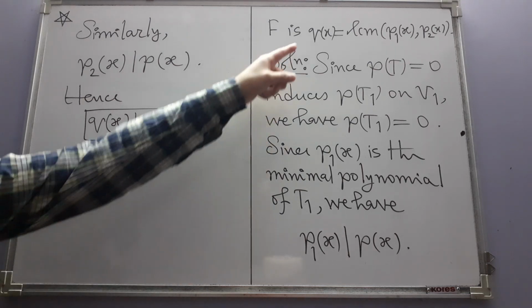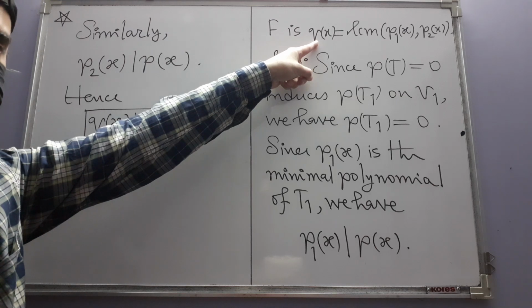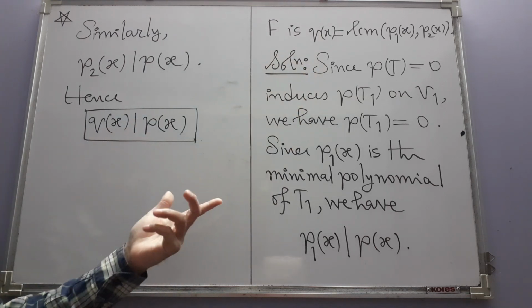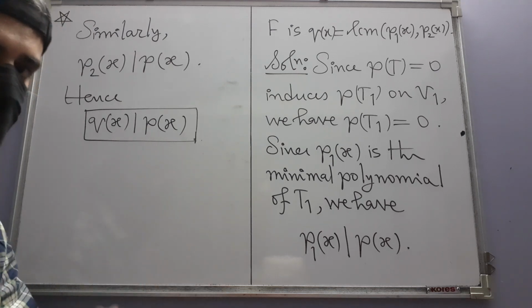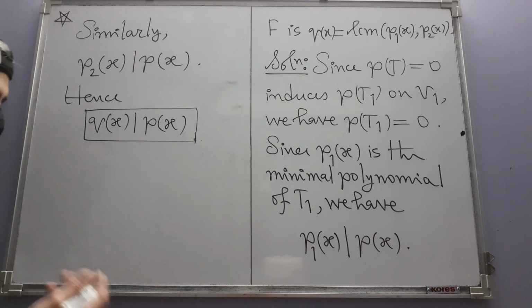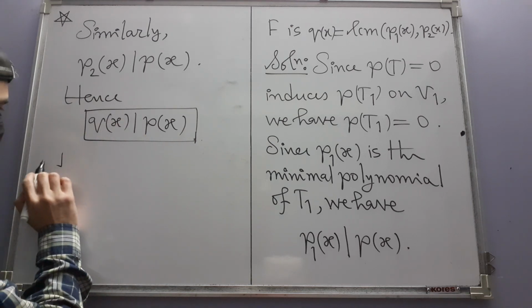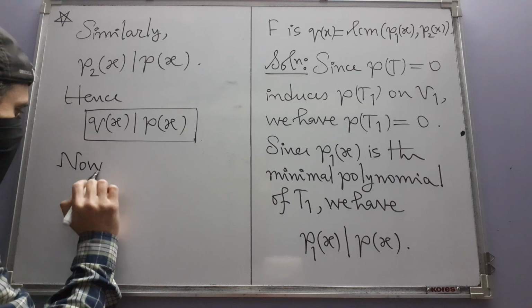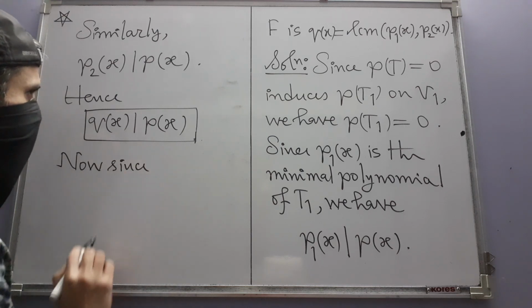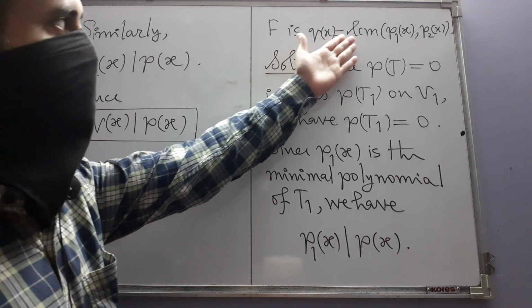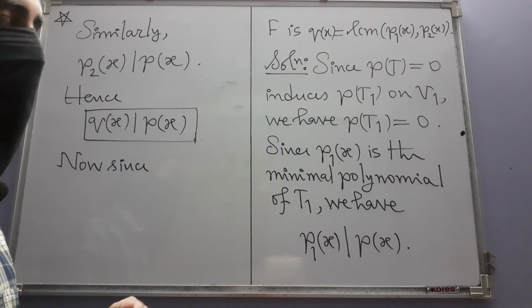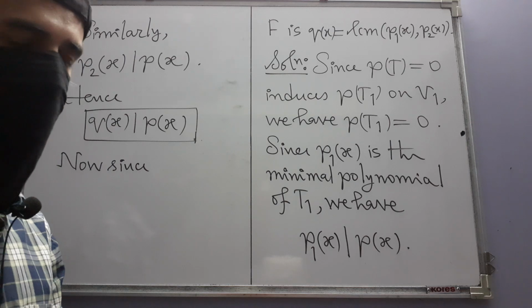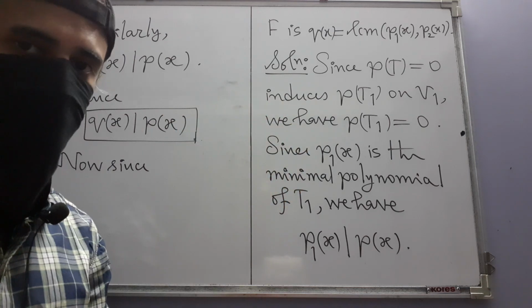Now let us concentrate on Q of x. I mean, here we have Q of x, but let's now concentrate on Q of x itself. This is the other part of the proof. We are going to get the opposite divisibility relation as well. Now, since, okay, what is Q of x? Q of x is the least common multiple of P1 and P2. So after all, it's a common multiple of P1 and P2. P1 and P2 both divide Q of x.